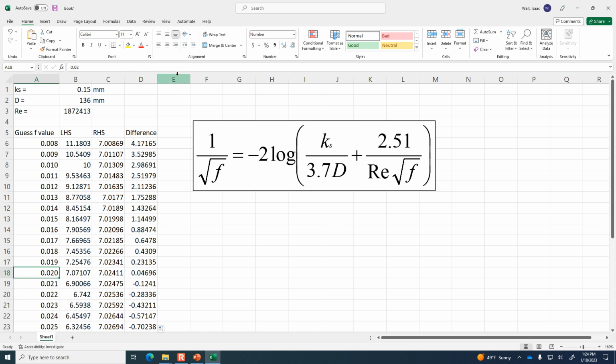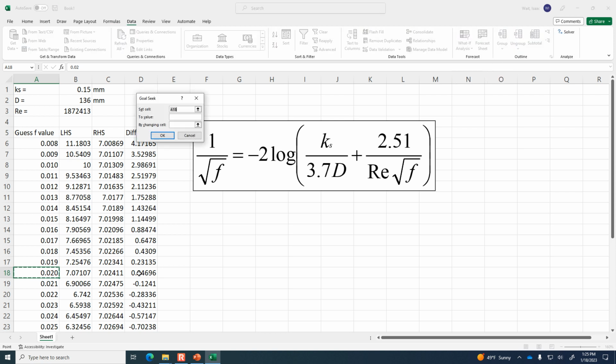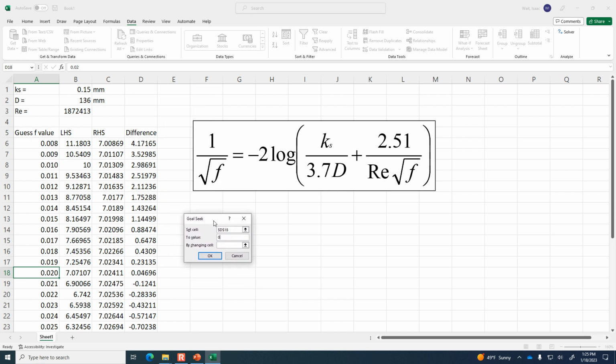Goal-seek, yeah. So here under Data, What If Analysis, Goal-seek, I'm going to tell it that I want the difference to be equal to 0. So I set the value in cell D18. I'm looking for a goal of 0, and I'm giving permission to Excel to change A18, which is where the f value for that row is found.